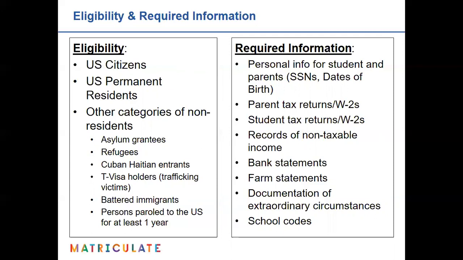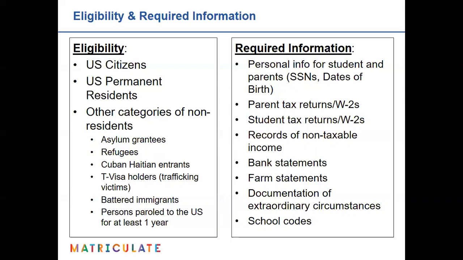What is required by filling out the FAFSA is a lot of personal information. For your student and their parents, this means social security numbers, dates of birth, their parents' tax returns or W-2s, their students' tax returns or W-2s, especially if they work, any records of non-taxable income, bank statements, farm statements if applicable, and then any documentation of extraordinary circumstances that can flag something not conventional that schools might see. And school codes that correlate to the schools that your students are thinking about applying to.